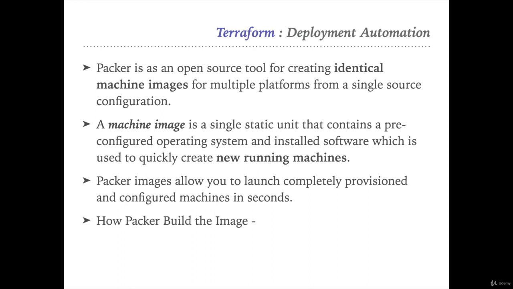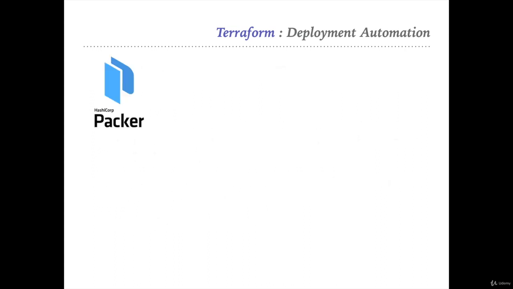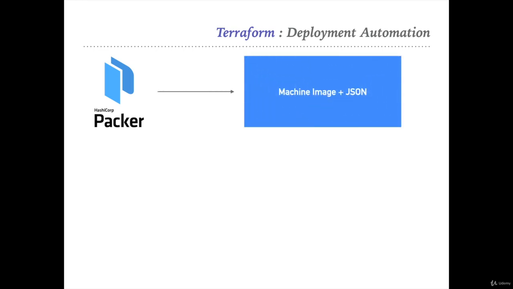Now let's understand how Packer will build the images. Here is Packer, which is the open source product from HashiCorp. Packer will basically combine the machine image plus a JSON. Here the machine image is the operating system which you want to install. That can be Linux, Unix, CentOS, Fedora, or anything. JSON means the Packer template. A Packer template is in JSON format where you define which configuration you want to install on your machine.